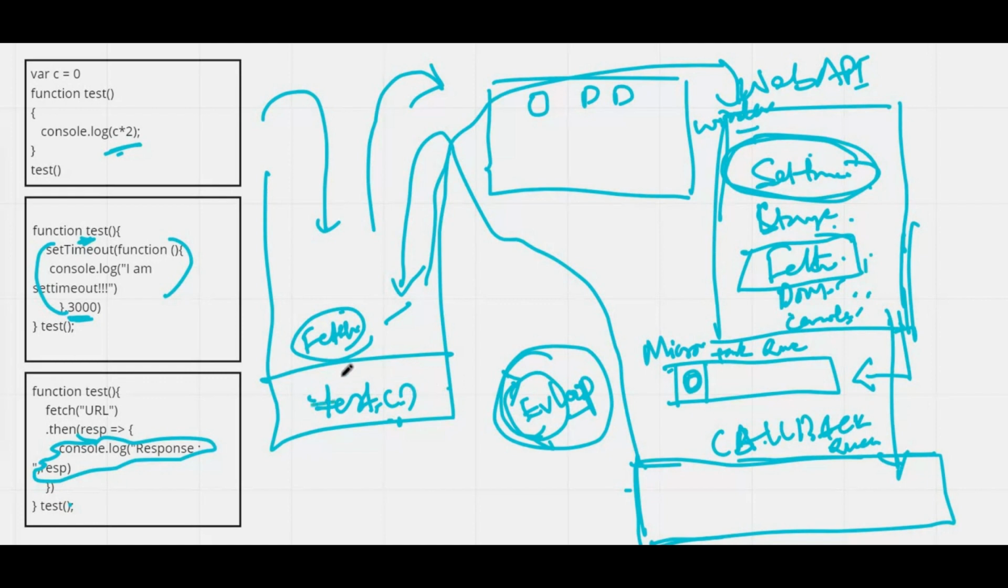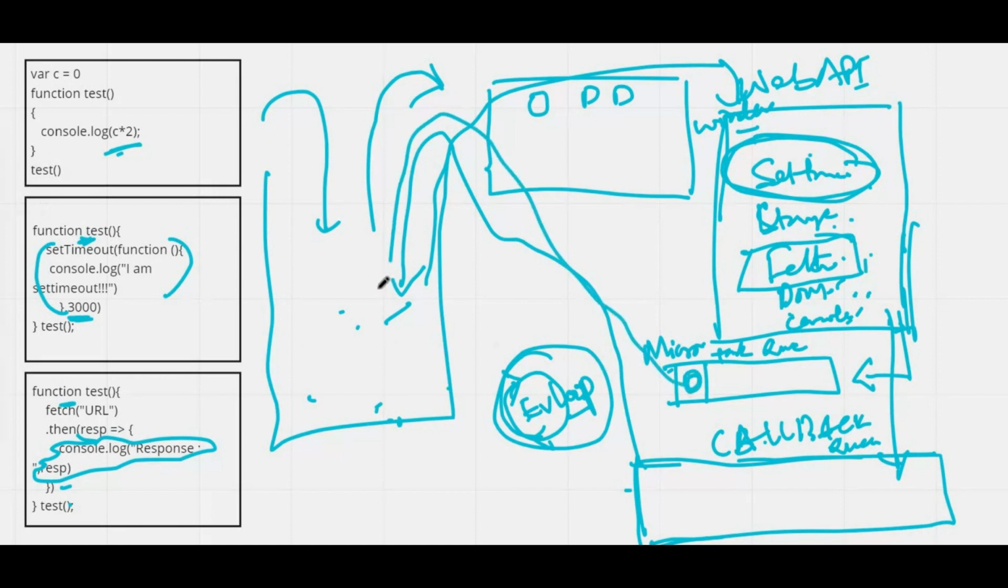Once the call stack is empty and everything is done, if you have some functions before and after fetch getting executed and completed, then it would come to the Microtask queue, take this one and push it inside the call stack. So the callback function inside fetch dot then will be executed here.